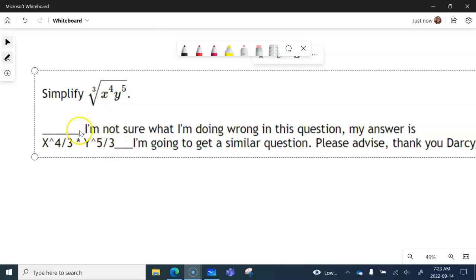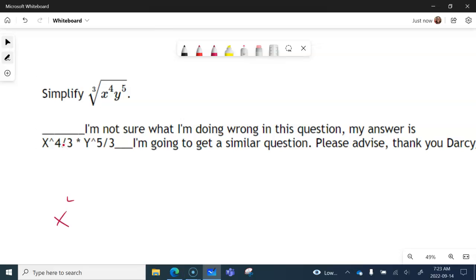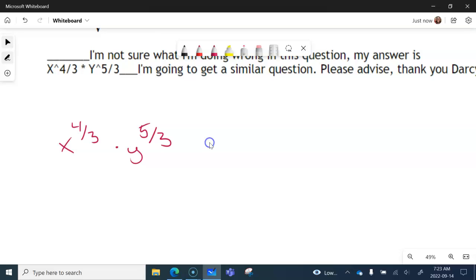You're not wrong at all. But what you have to do now is reduce those down, right? Because here's what you did. You applied the flipped root trick. So we got x to the 4/3, I'm just writing it out a little better, times y to the 5/3, right? Which is perfect. But notice that each of these fractions are improper fractions. They're worth more than one.